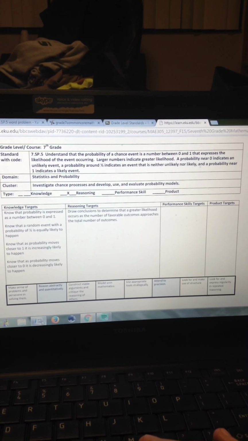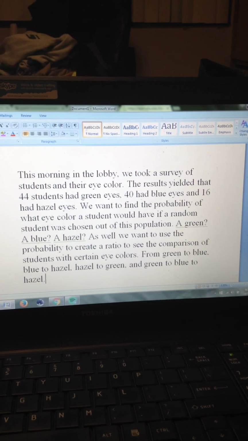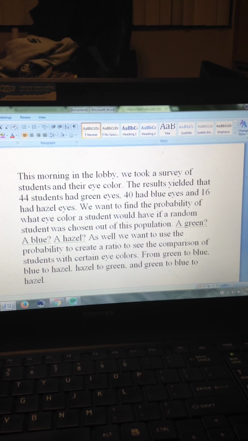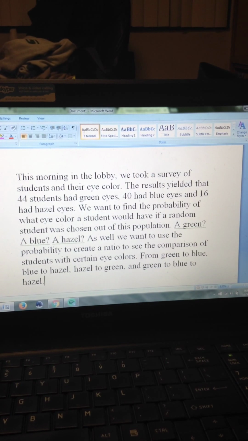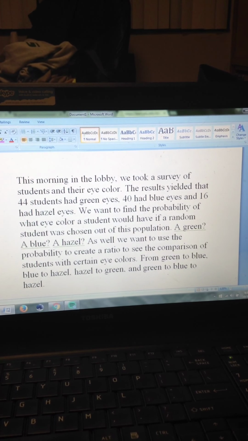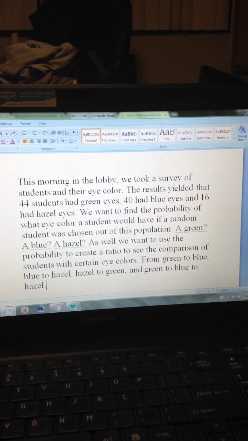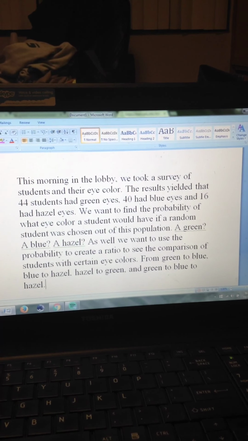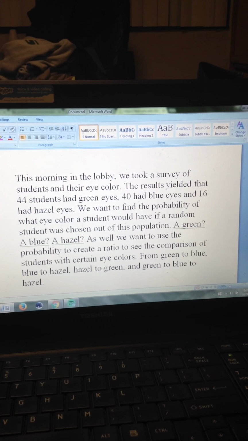So for today's problem, we have: this morning in the lobby, we took a survey of students and their eye color. The results yielded that 44 students had green eyes, 40 had blue eyes, and 16 had hazel eyes. We want to find the probability of what eye color a student would have if a random student was chosen out of this population. A green, a blue, a hazel.